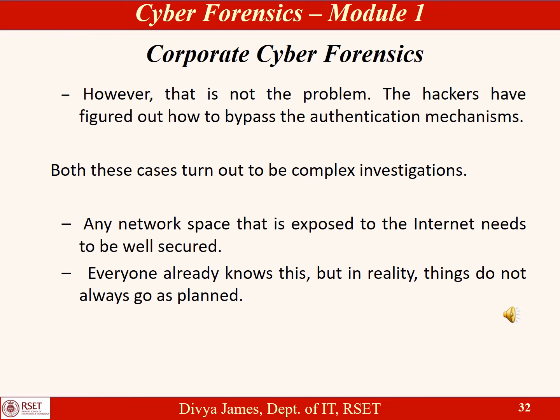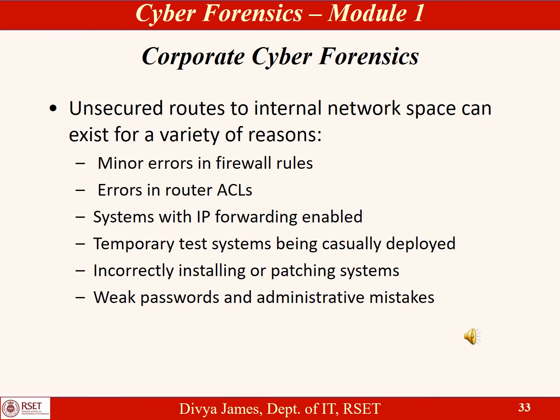So any network space that is exposed to the internet needs to be well secured. Everyone already knows this, but in reality all these things do not always go as planned. Unsecured routes to an internal network space can exist for a variety of reasons. It may be because of minor errors in firewall rules, errors in access control lists, temporary test systems which are casually deployed, incorrectly installing or patching the systems, weak passwords and administrative mistakes.